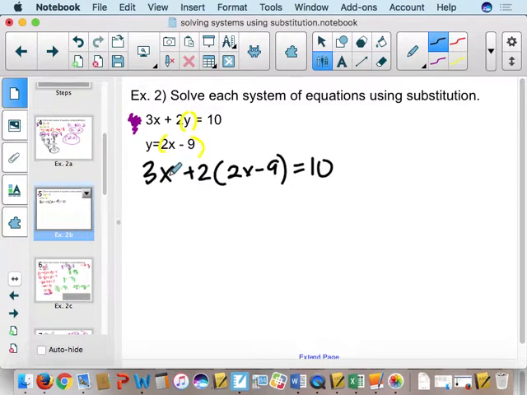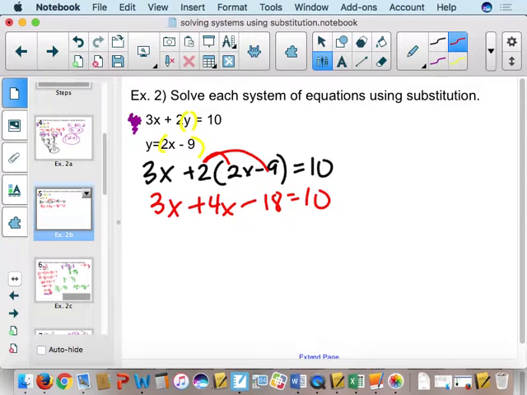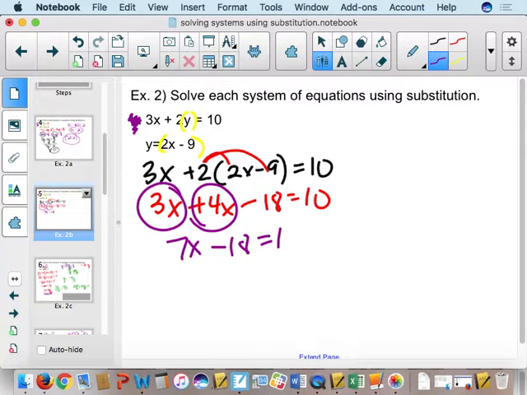Okay? So again, I have a big equation here that I need to solve. So that first step is going to be to get rid of these parentheses. 2 times 2x and 2 times negative 9. So 2 times 2x is 4x. 2 times negative 9 is negative 18. Once again, we have x's that are on the same side of the equal sign that we need to combine. So 3x and 4x make 7x, and we still have our minus 18 equals 10.